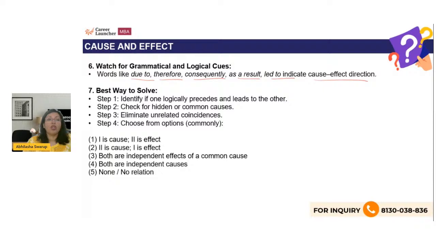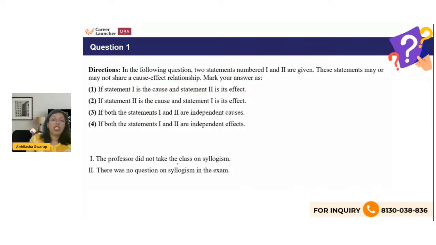Let's take a look. The professor did not take a class on syllogism. There was no question on syllogism in the examination. So why did the professor not take it? So this is how you ask. You ask why one and check if the answer is 2. Why 1? Because 2.